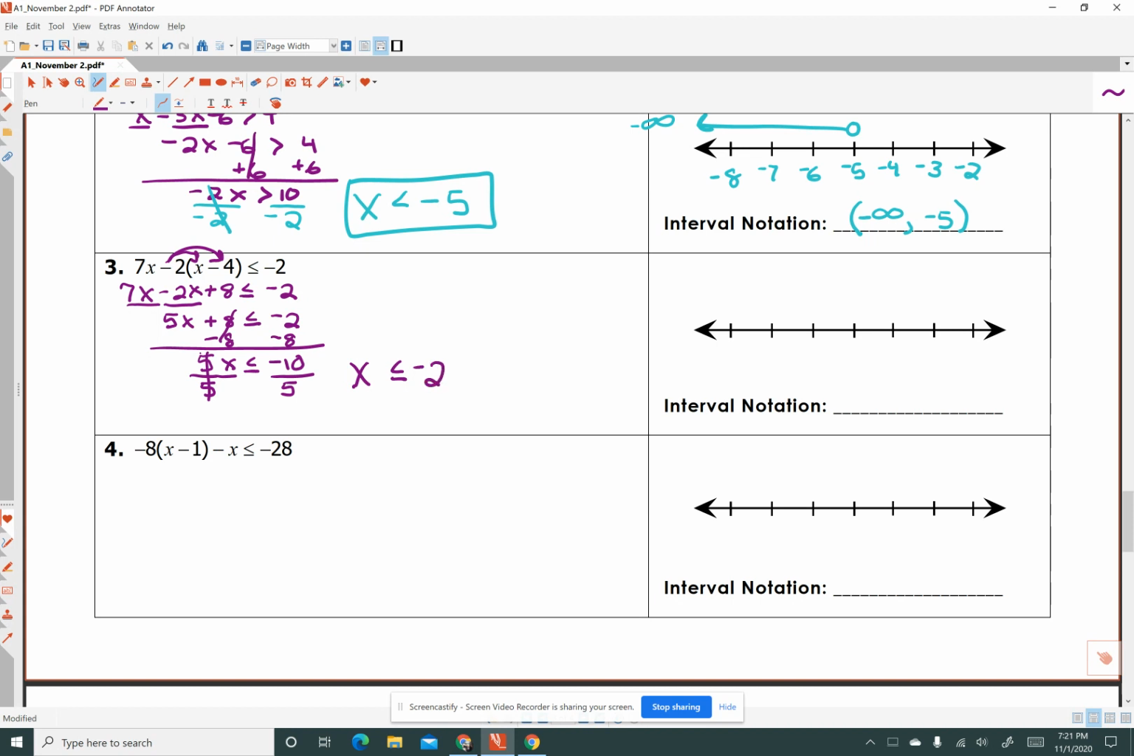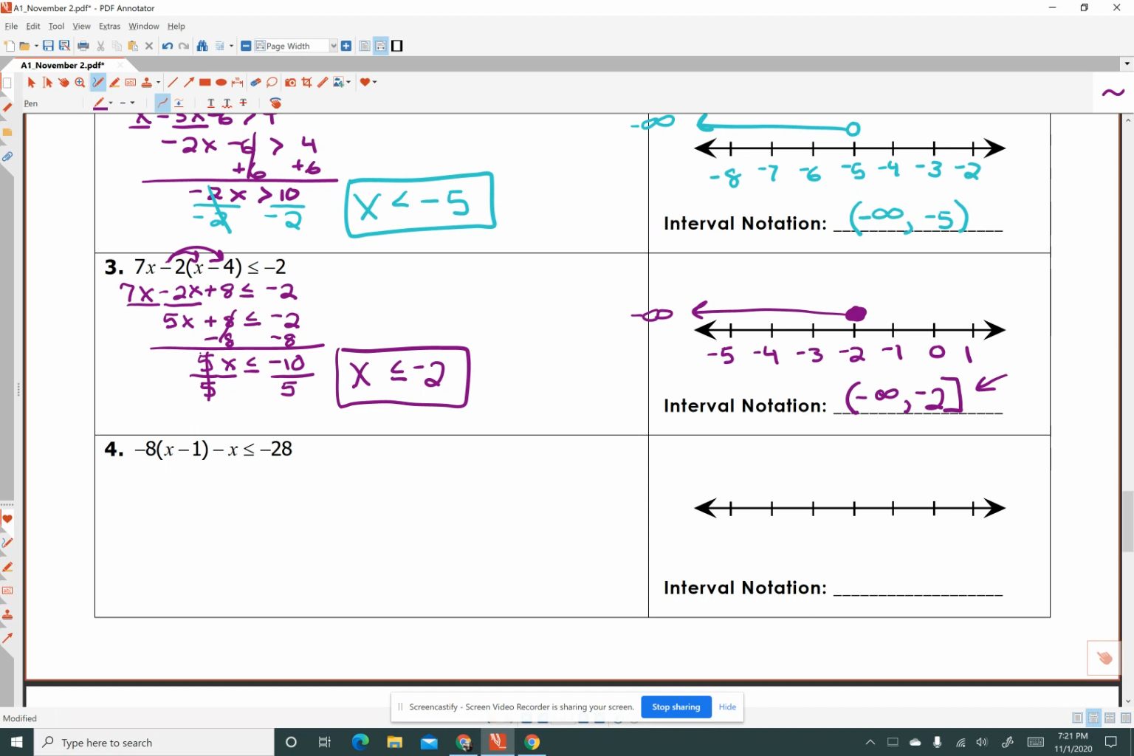And let's graph this on our number line. I'll start with -5, -4, -3, -2, -1, 0, 1. Because we have less than or equal to, we're going to have a closed circle on -2. X will be less than that, headed toward -infinity. So our interval notation, we always use parentheses with infinity and -infinity, comma, -2. Closed circle, we need to use a bracket. So there's our first use of the bracket, because our circle is closed.